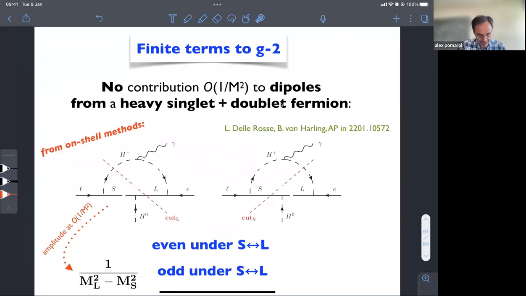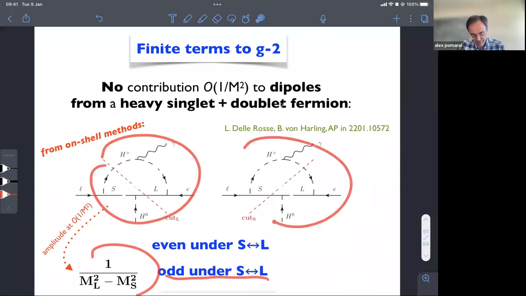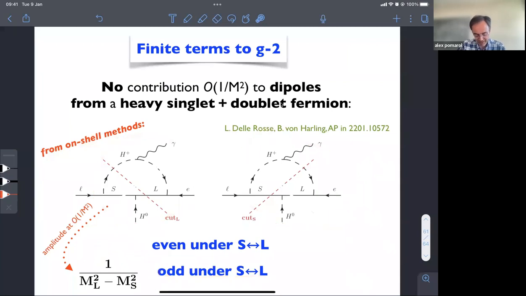Now you can see the amplitude, it was very simple to show that it had a property that it was odd under the interchange of the singlet with the L, although you had possibly two cuts, two contributions that were even under SL. So it was easy to see that the amplitude was odd under the interchange of SL, but you have two contributions that were even under SL. So there was a clash between even and odd, that was the reason why the total should be 0, order 1 over m squared.